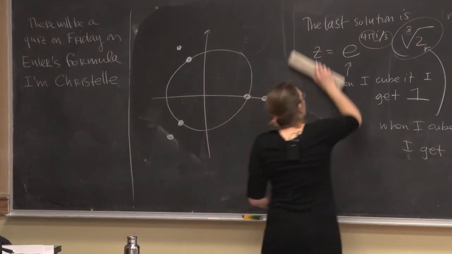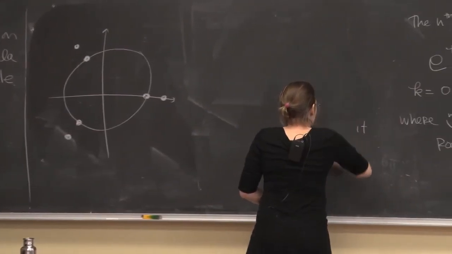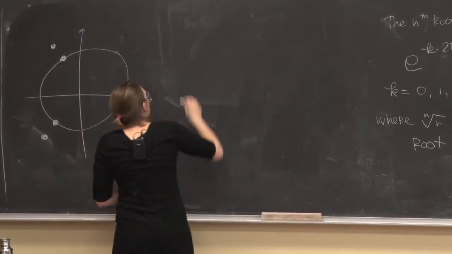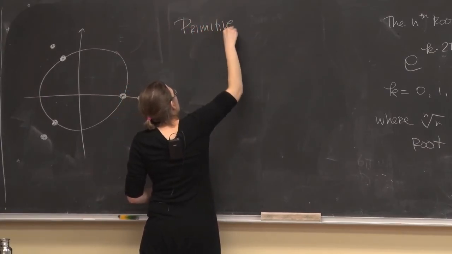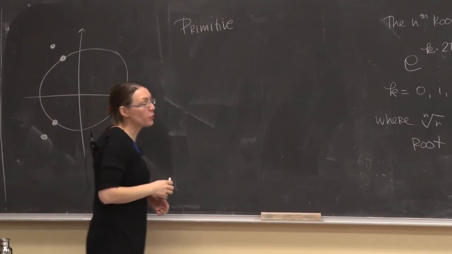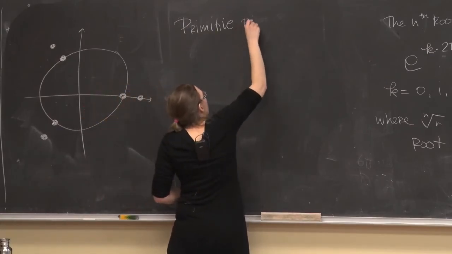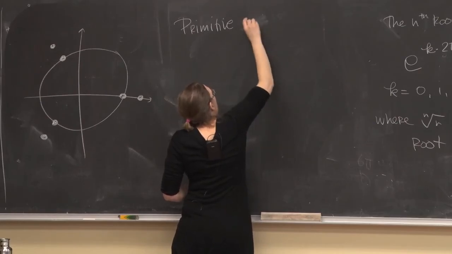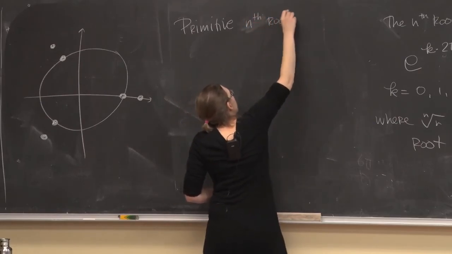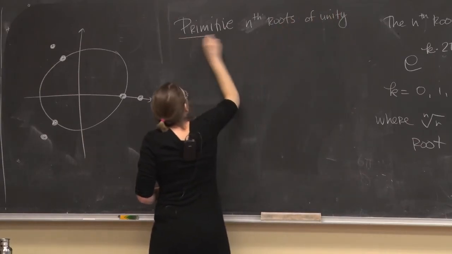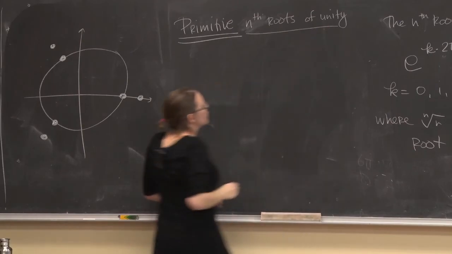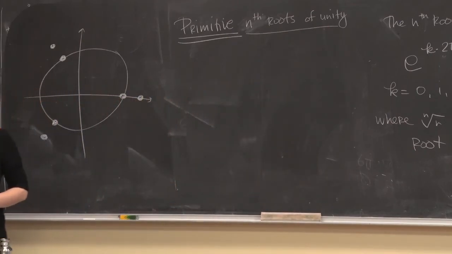One idea that I will tell Taylor to introduce next time is the idea of a primitive, but I'm just going to use my 2 minutes to pre-introduce primitive nth roots of unity. I just talked about nth roots of unity, but now I want them to be a little more. I want them to be primitive.